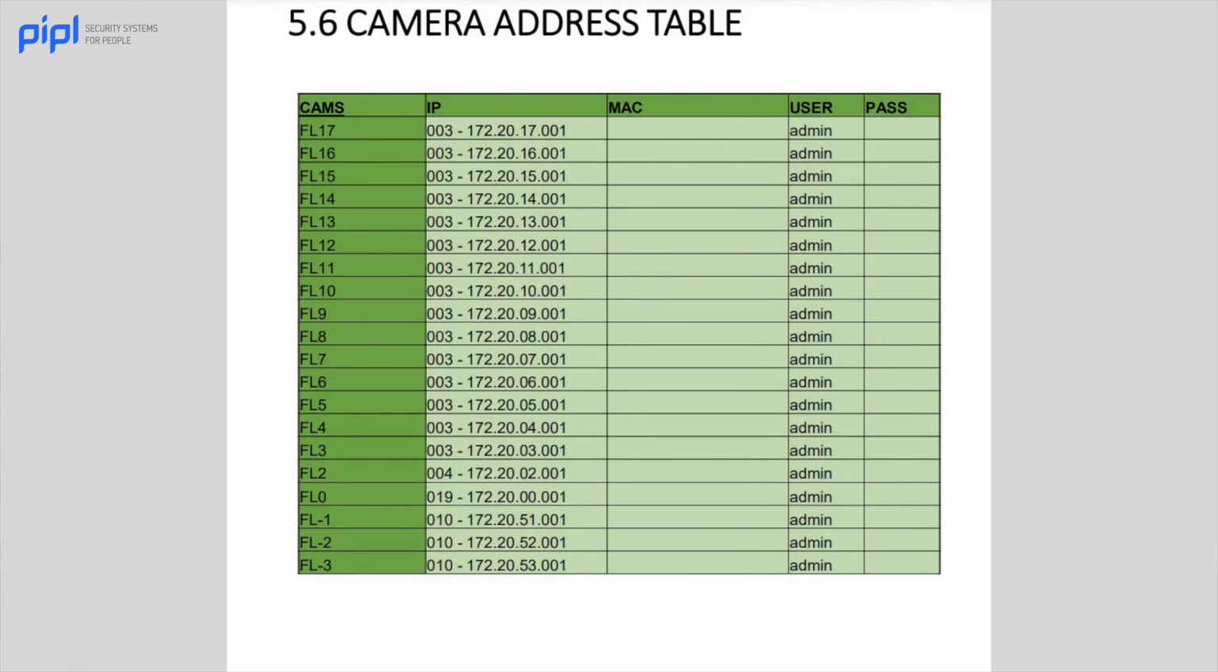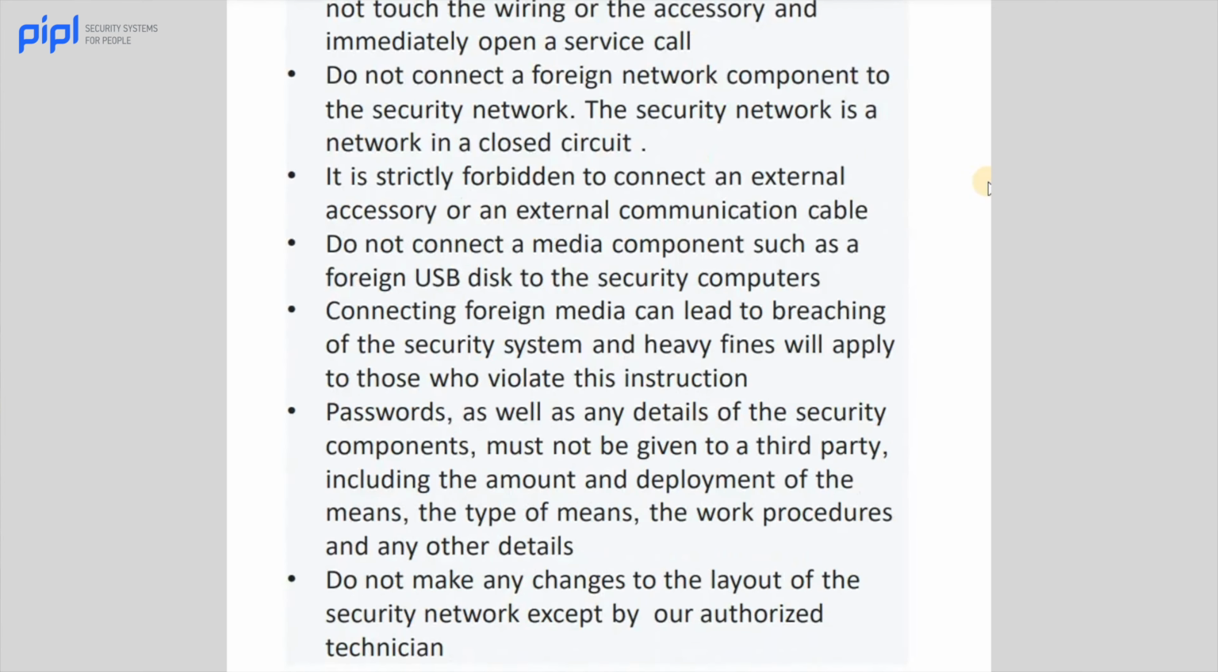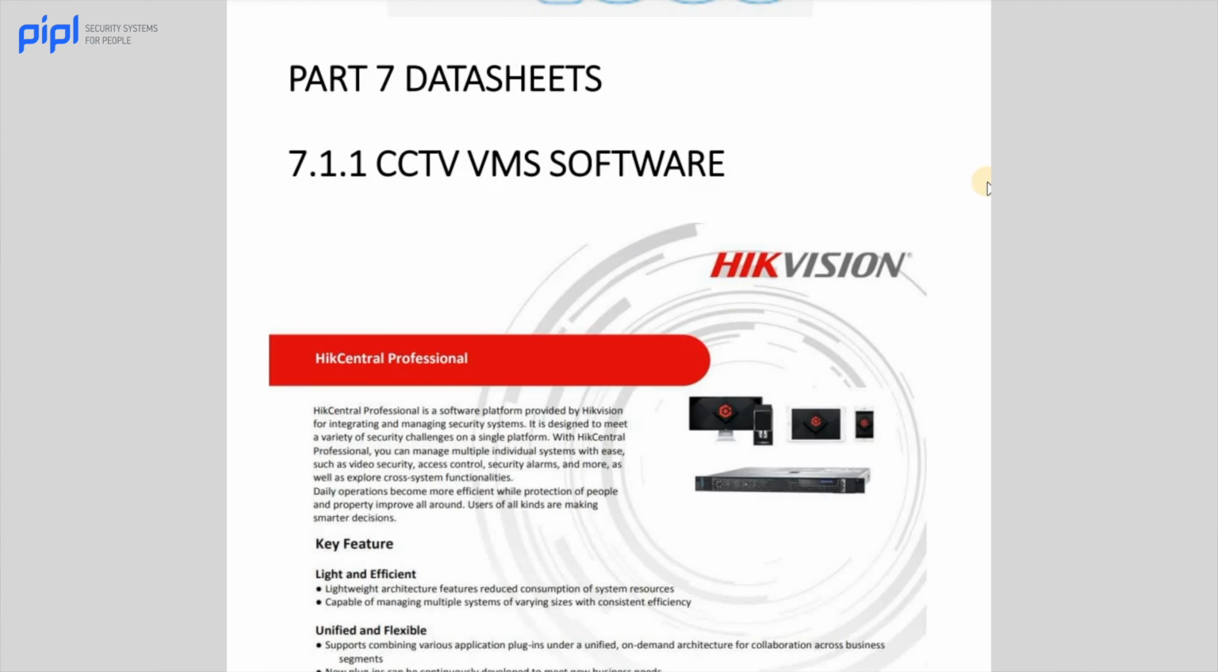And then, like I said, all the camera addresses are in the table. You have the username and information there. Some safety instructions. This is to back you up if something happens. Everything is written in there. And finally, the last part is the data sheet. Again, if you dealt with a specific manufacturer, it is really easy to get, and it gives all the information you need to the end user.